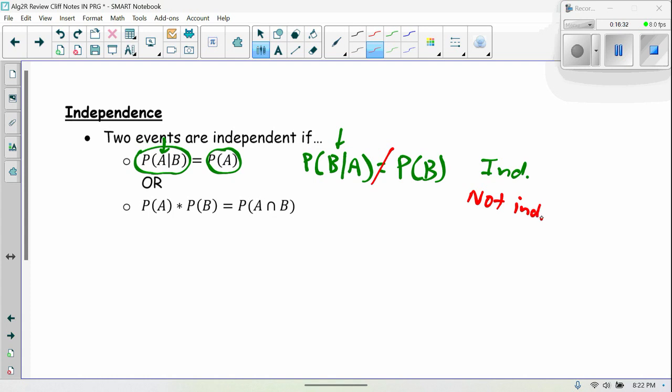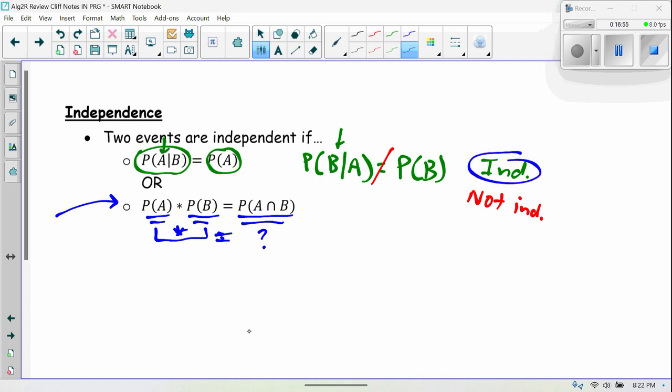I would always use this first one. The only reason I would use this second one is if they give me the numbers for the probability of both A and B happening, and the probability of A happening, and the probability of B happening. If they do that, multiply these 2 numbers they give you together and see if it equals this other number that they gave you. If they're equal, it's independent. If it's not equal, it's not independent.